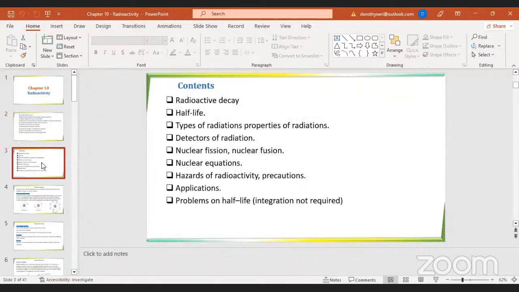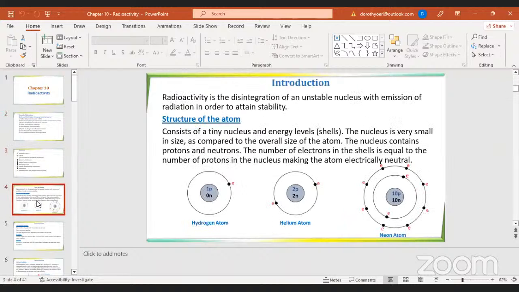That is our content. So I will move on to that. What is radioactivity? So radioactivity is the disintegration of unstable nucleus with the emission of radiation in order to attain stability.